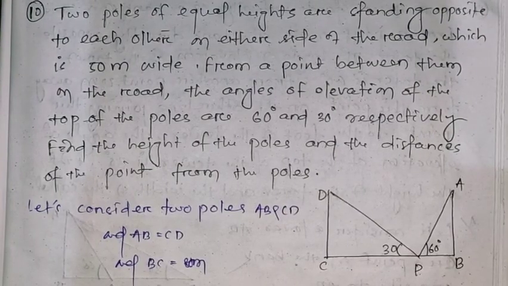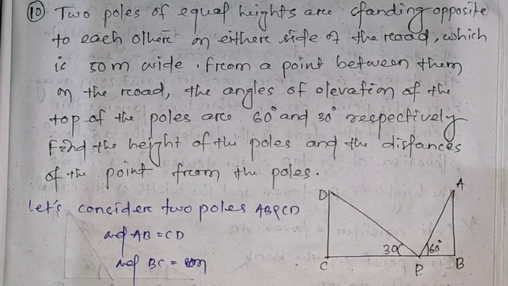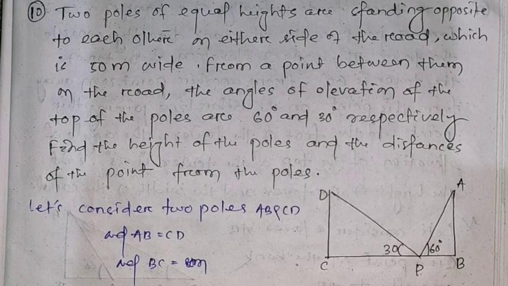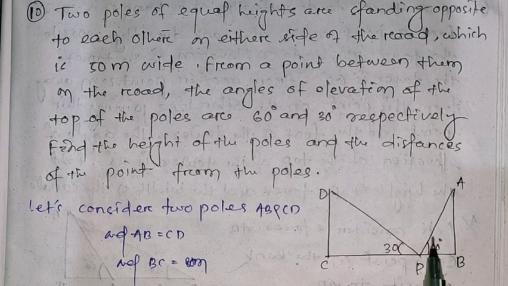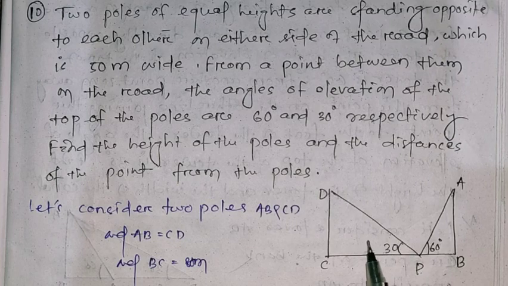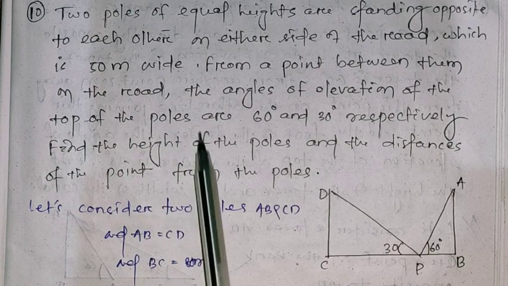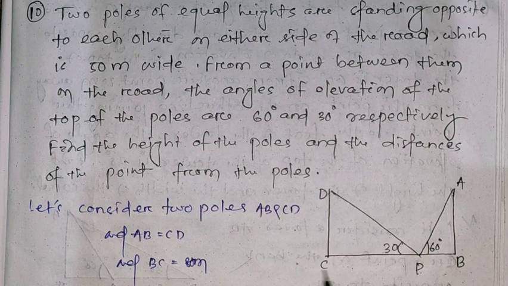It is given that two poles of equal heights are standing opposite to each other. Let us consider here CD and AB are two poles. These two poles are standing opposite to each other on either side of the road. Let this be the road, CB is a road, and it is 50 meter wide. This road CB, or BC, is given as 50 meter.